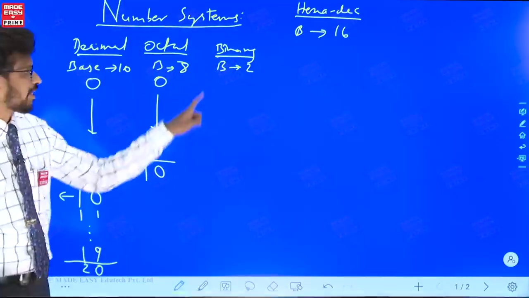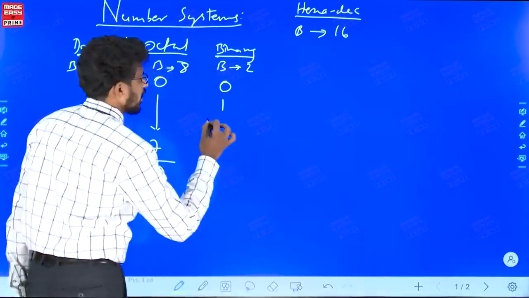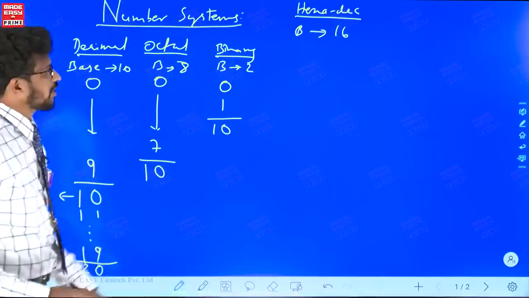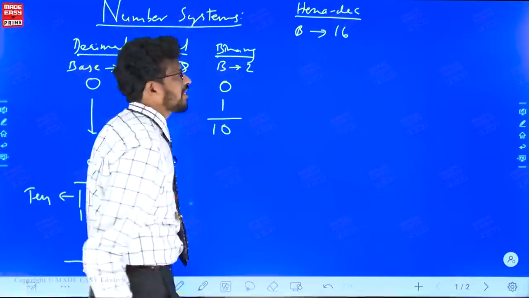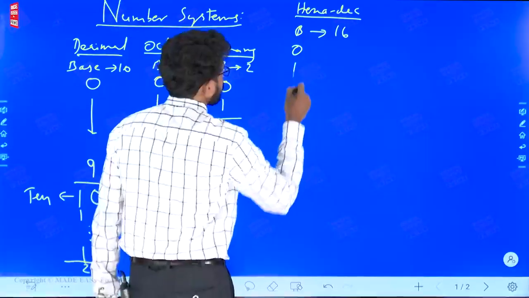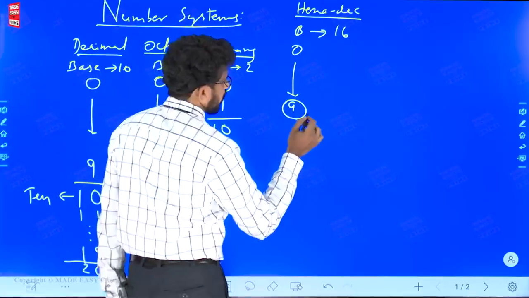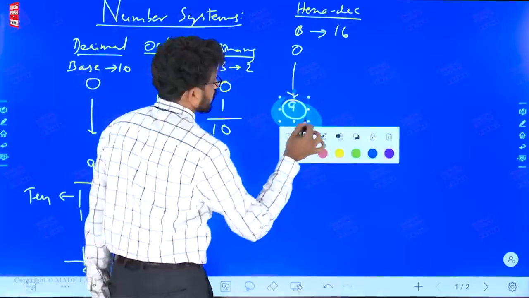Take the other one called binary. In binary, there are only 2 quantities, that is 0, 1. Here also the next value is 10 only. Similarly, hexadecimal. Hexadecimal base is 16. There are 16 quantities. Here 0 to 9 is same, but after 9 it's not 10, it's something different.